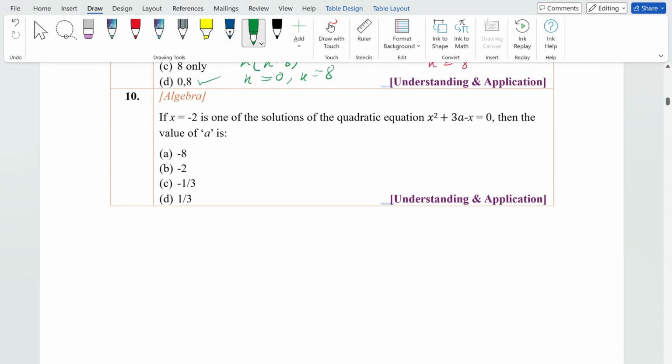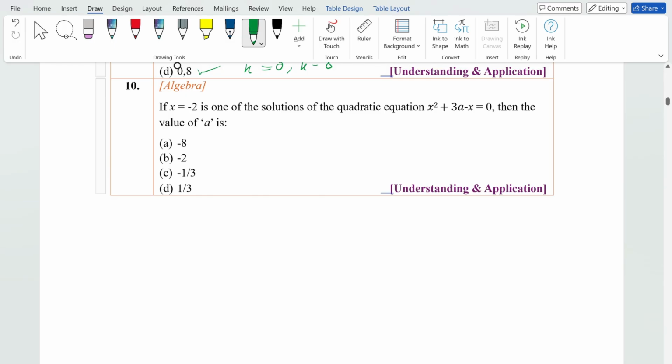If x equal to minus 2 is one of the solutions of this equation, then find the value of a. With the value of minus 2, this is minus 2 square plus 3x plus a equal to 0. This is 4 plus 3x plus a equal to 0. So this is 3a equal to minus 6, a equal to minus 2.